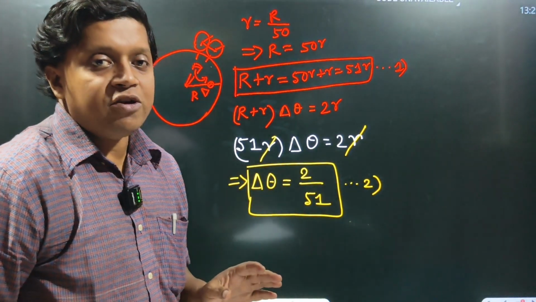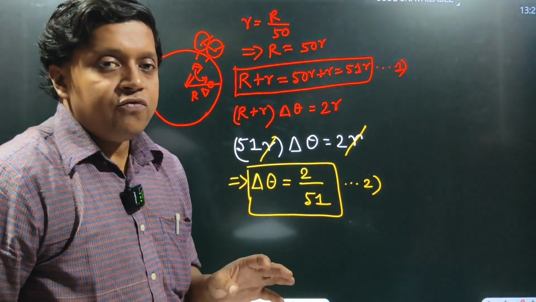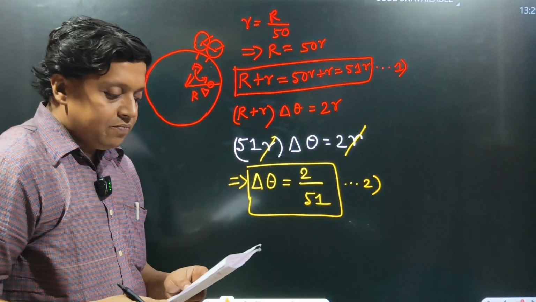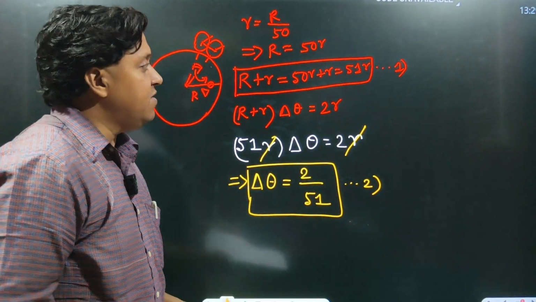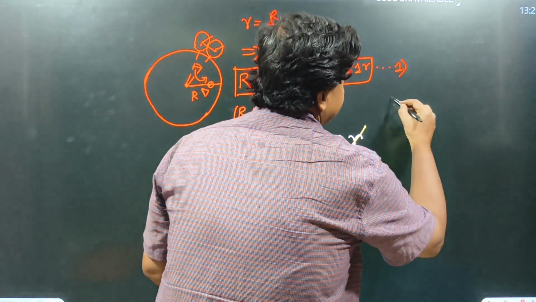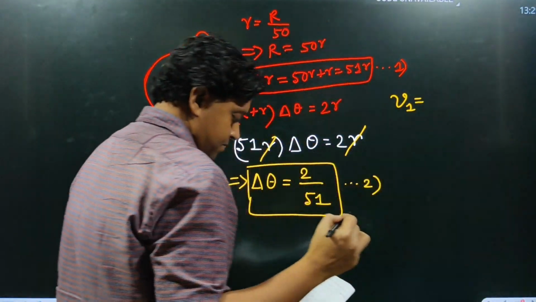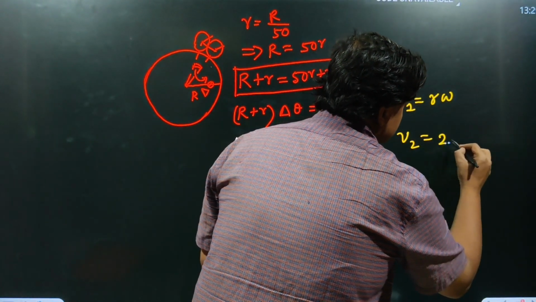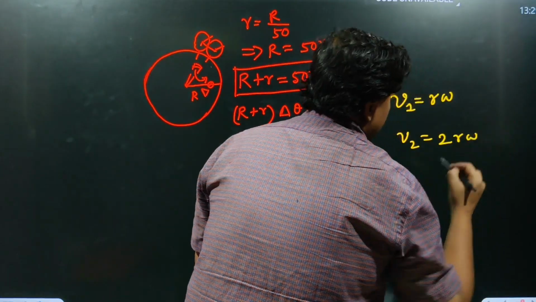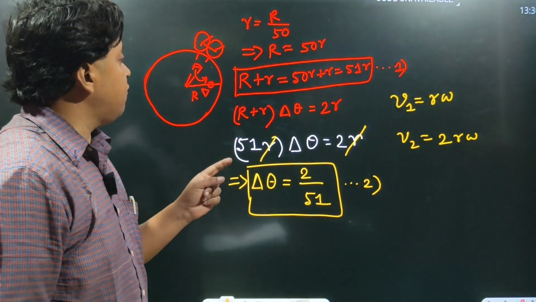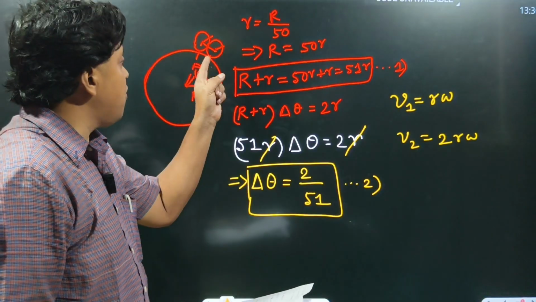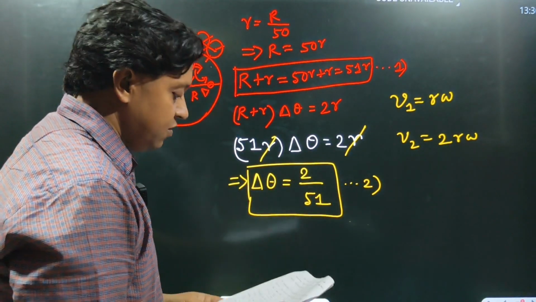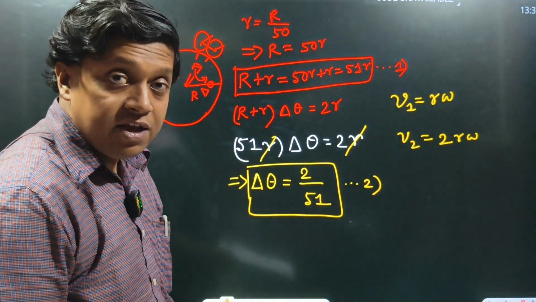Now the most important part of the problem, rolling without slipping. All of you have read that theoretically. When the two smaller disks are rolling without slipping, then their linear speeds should be given by... because the angular speed of one disk is 2 omega and the angular speed of the other disk is omega. That is why we get these two equations, and these will be our equation numbers 3 and 4.